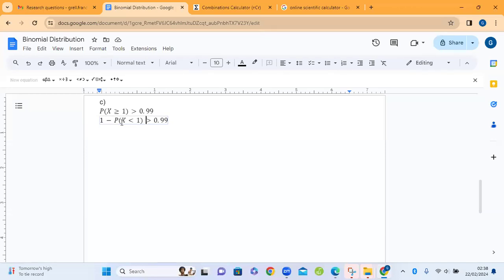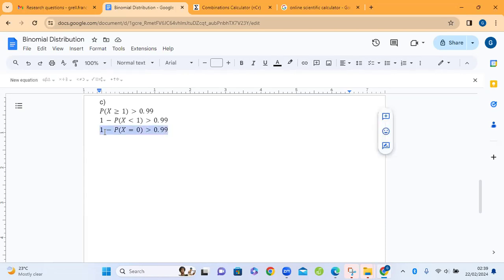Minimum value is 0. So therefore now, less than 1 in turn is the same as p of x equals 0. So therefore, p of x greater than or equal to 1 is the same as 1 minus p of x equals 0. Now we can apply the formula for p of x equals 0. R would be 0. N will remain n because that's what we are solving for.